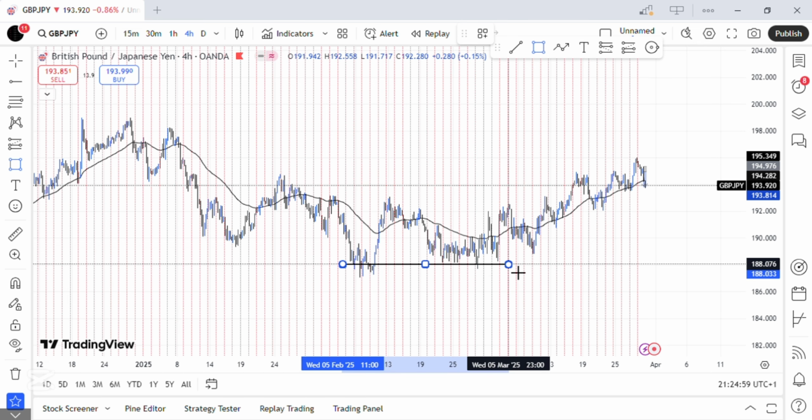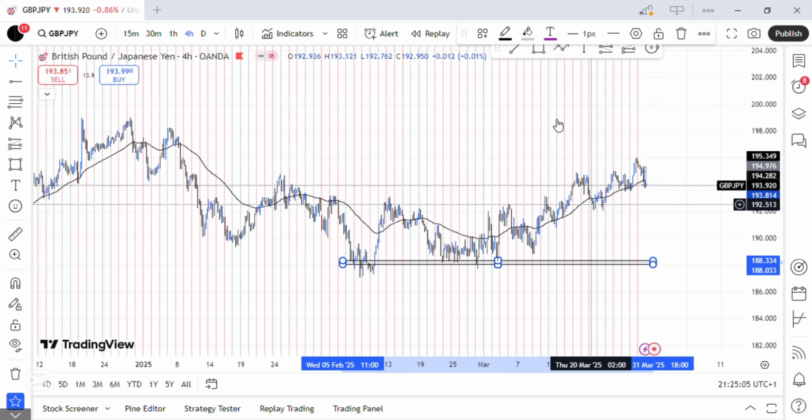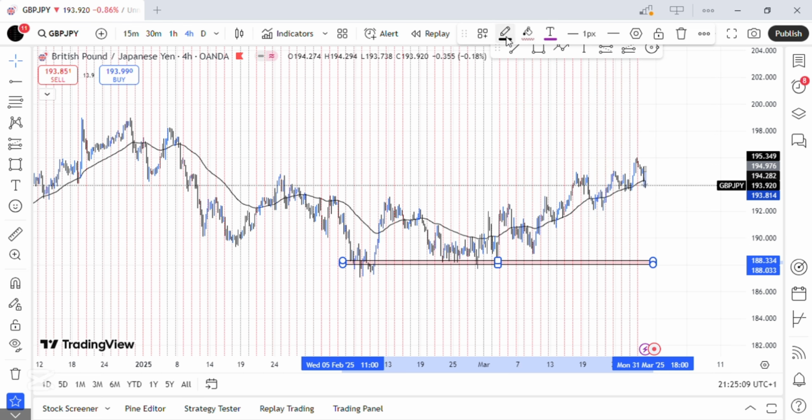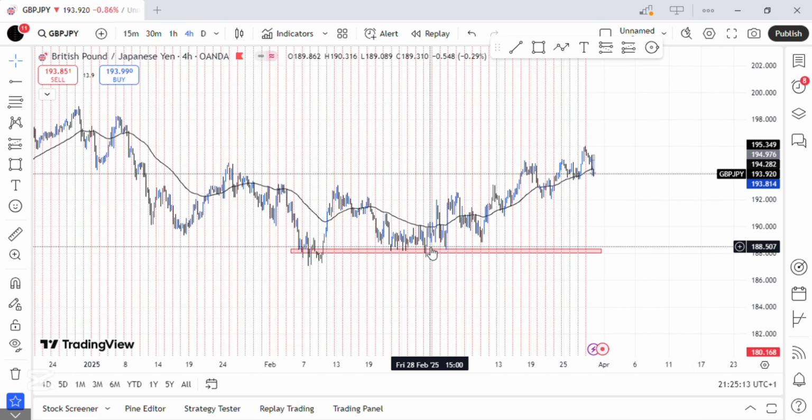Zones act like magnets. Zones are where price comes to. Where price has touched more than once is a zone. Any place that price has touched more than once is a zone. Let me mark it out in a very bright color so you guys are going to see it well.